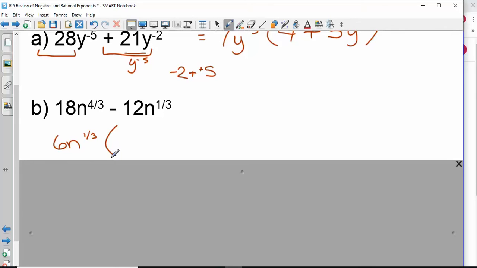Okay, 18 divided by 6 is 3. With these, when you factor it out, you're subtracting your exponents. So 4/3 minus 1/3 is 3/3, which is 1. So it's just a 3n. 12 divided by 6 is 2. Into the 1/3, if I take out n to the 1/3, that's 5. So this is our final answer.